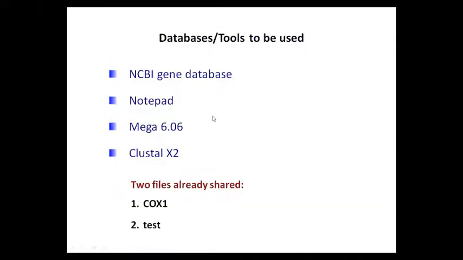Then today we shall be using these databases and tools. First of all, for obtaining the sequences, we'll go to the NCBI gene database, because we want to download the complete gene sequence of COX-1. Then we shall store them in Notepad, and then we shall use Mega 6.06 for both multiple sequence alignment as well as phylogenetic analysis. Alternatively, we shall also use ClustalX2 for multiple sequence alignment.